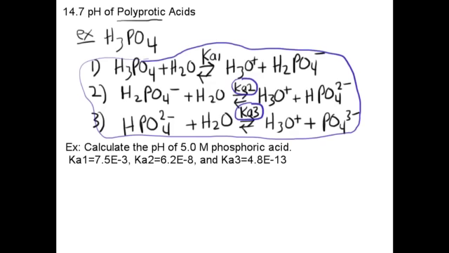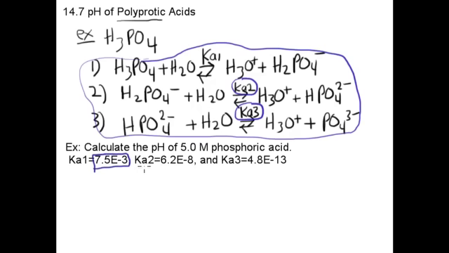Let's find the pH of a polyprotic acid. For example, calculate the pH of 5.0 molar phosphoric acid. Ka1 is 7.5 times 10 to the negative third, Ka2 is 6.2 times 10 to the negative eighth, and Ka3 is 4.8 times 10 to the negative 13th. Now, it seems like you would have to do all of those and find the overall concentration, but it turns out it's a lot easier than that, because look how much bigger your Ka1 is than the other two. So it turns out that this one matters.